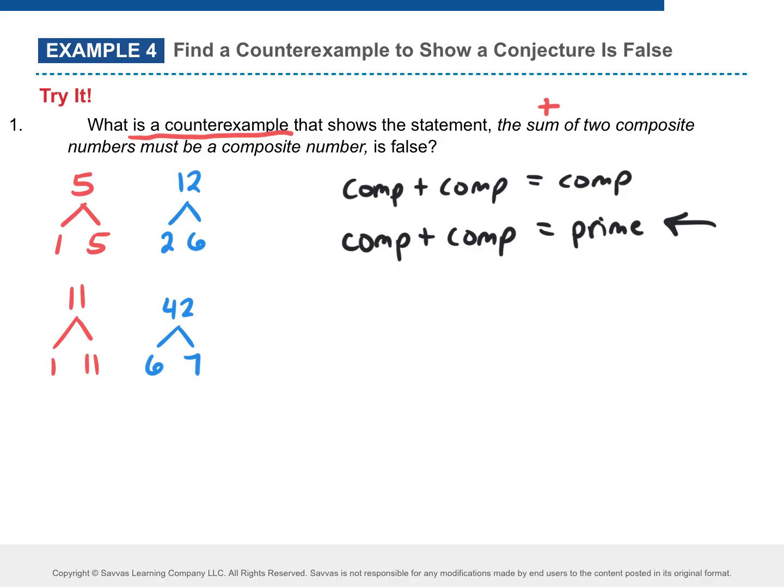8 and 9. 8 plus 9, what does that give you? 17. So recap. Do you agree both of these are composite numbers? Yes. Is 17 a prime number? Yes. So this would work. Go try and find another example. I want each group to find one more. Go.